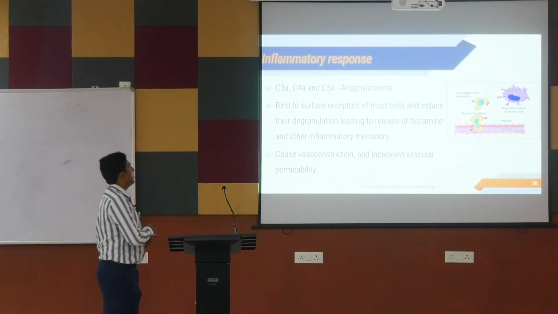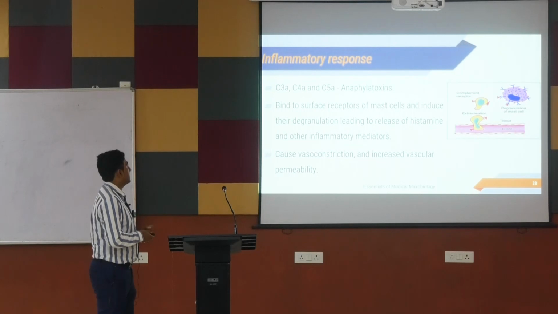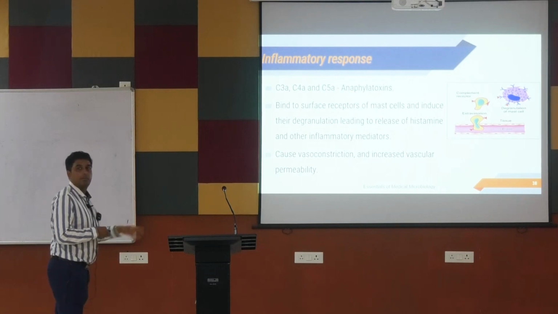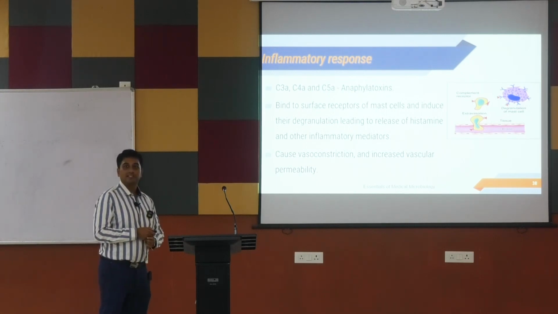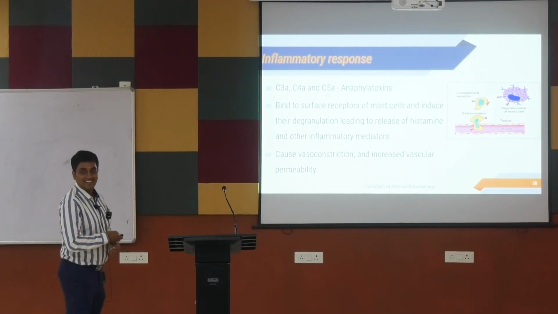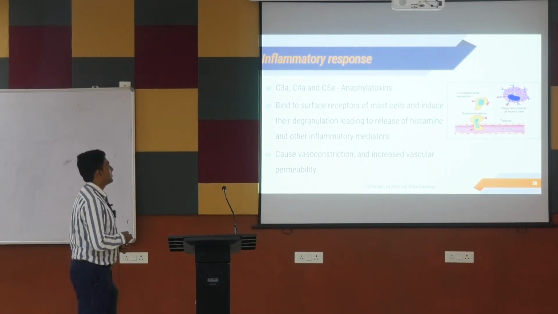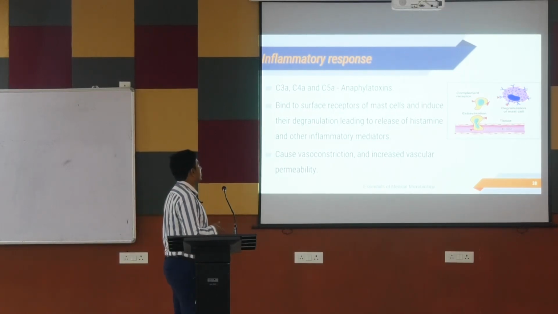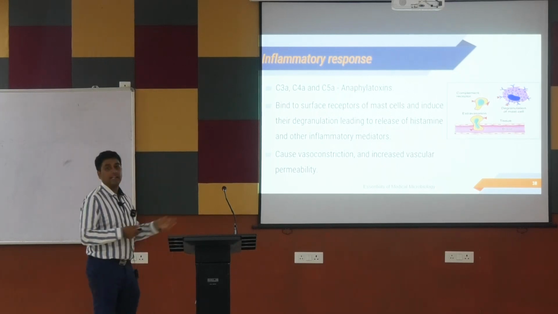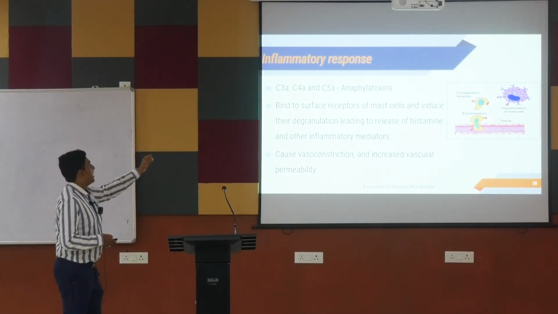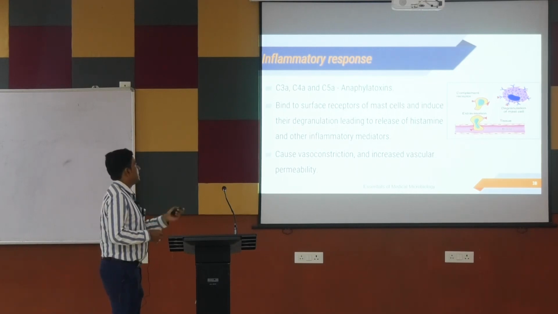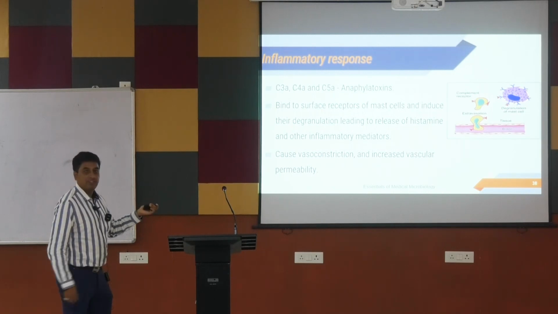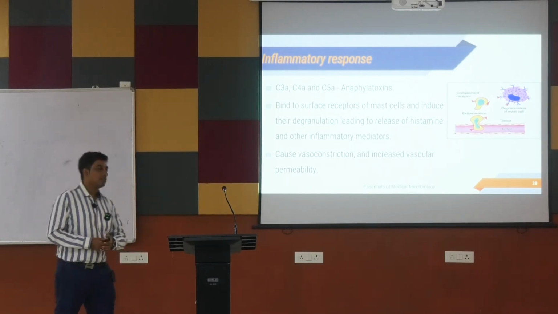আর এই যে C3a, C4a and C5a, A for anaphylatoxin, এগুলো anaphylatoxins কি কি কাজ করছে? They bind to surface receptors of the mast cells and induce their degranulation, leading to release of histamine and other inflammatory mediators. Anaphylatoxins গুলো কি করে? মাস্ট সেলসগুলোতে রিসেপ্টরে গিয়ে লাগছে, মাস্ট সেল ডিগ্রানুলেশন হচ্ছে, কি কি বেরোচ্ছে তার থেকে? হিস্টামিন অ্যান্ড আদার ইনফ্ল্যামেটরি মিডিয়েটার্স। সেই ইনফ্ল্যামেটরি মিডিয়েটার্সগুলো কি কি করছে?